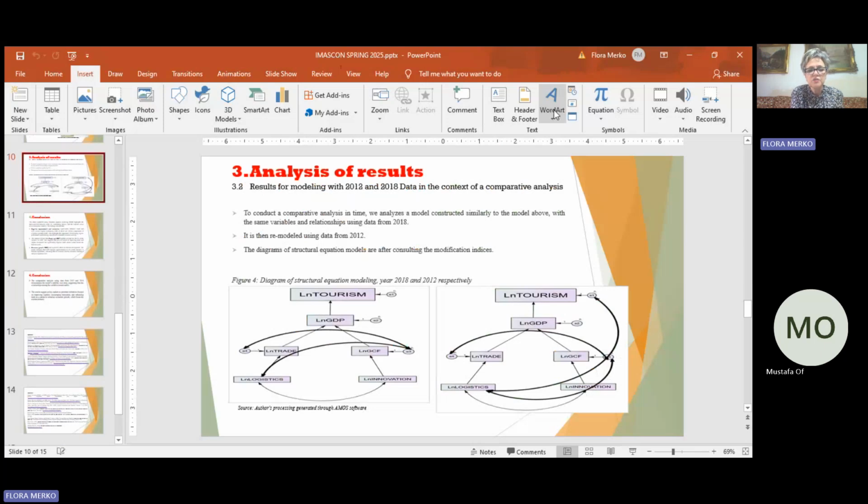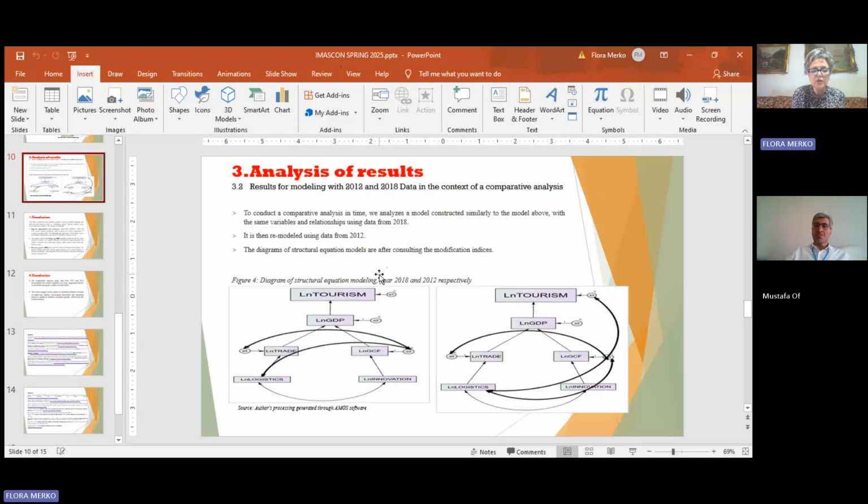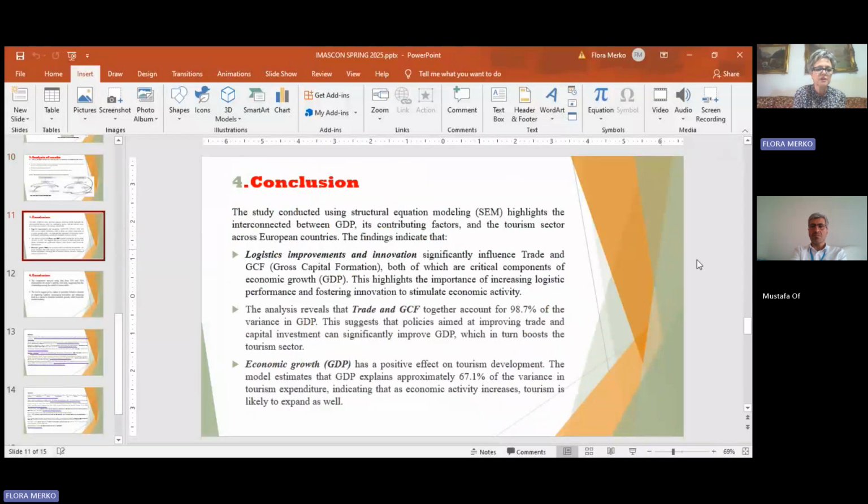In the analysis of the results, we see the results for the years 2012 and 2018. We see the same diagrams as we saw in 2023. That means that the relationship between these variables is the same and is not dependent on the different years.